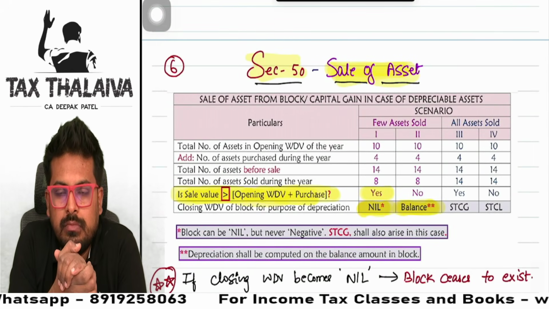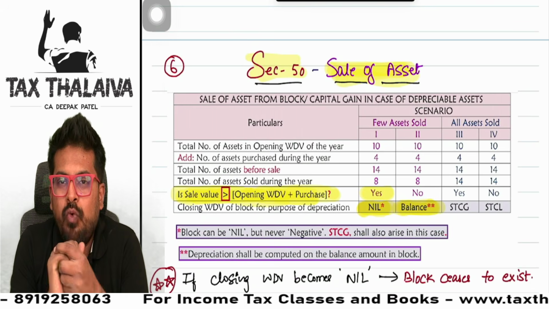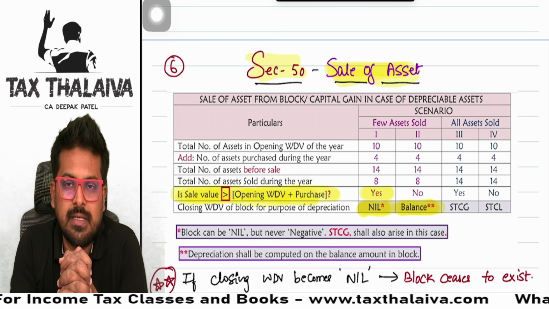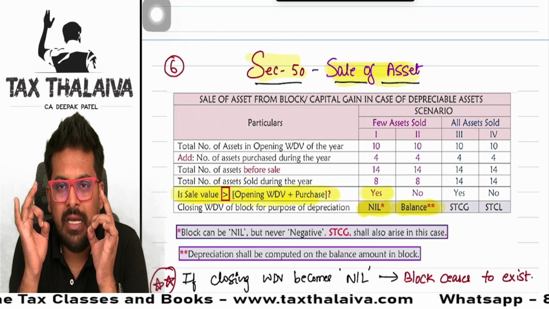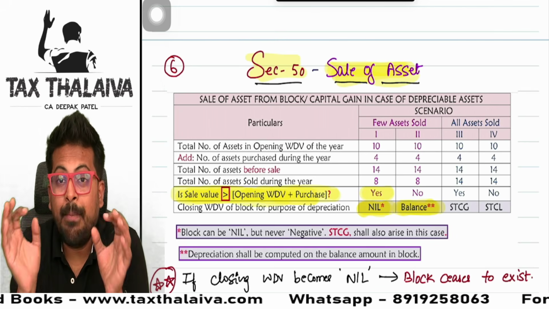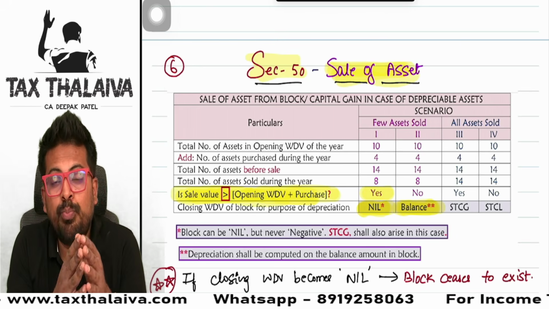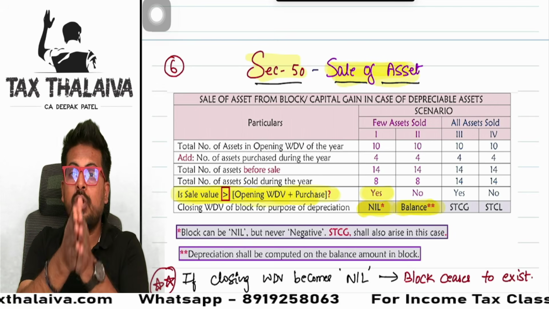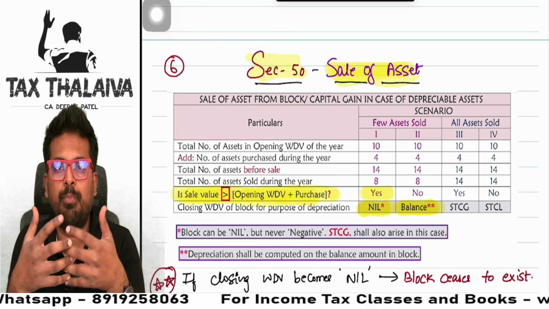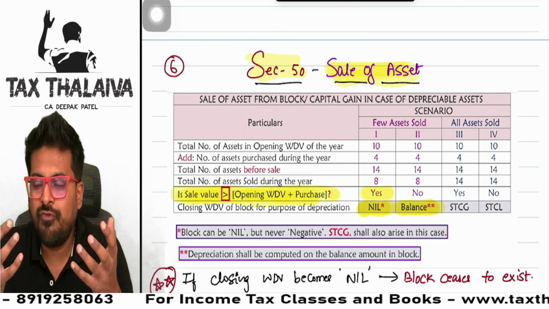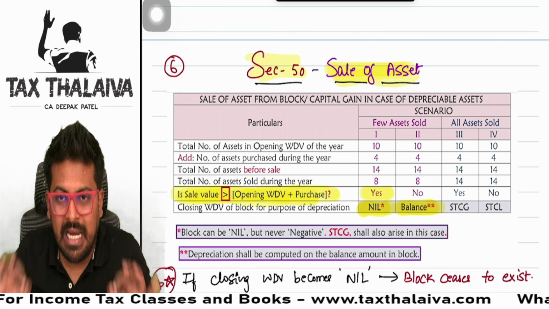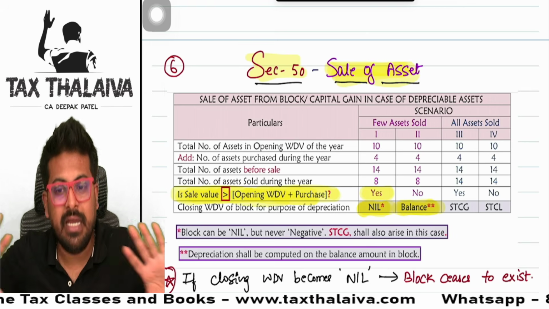Now, guys, one dialogue I'll tell you which is a very important dialogue. The dialogue is: a block of asset can be nil but can never be negative. I repeat, a block of asset may have multiple assets in it, because what is a block of asset? Assets of the same class and same rate. You will create a block. Maybe you have 4 or 5 machineries of the same class, same rate. That is called a block. A block can be nil, but it can never be negative.